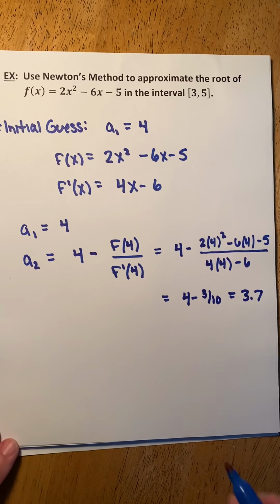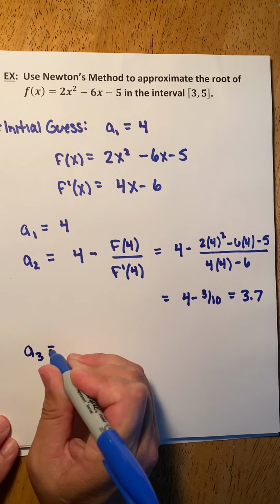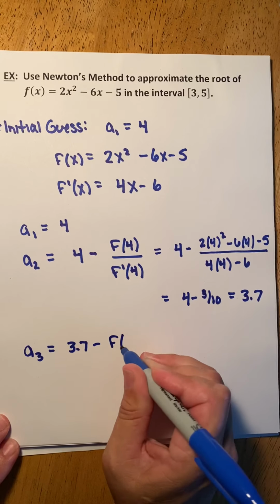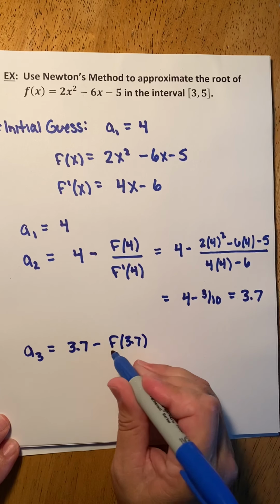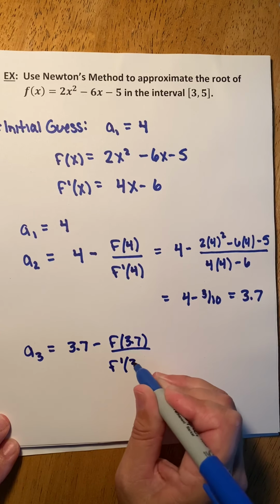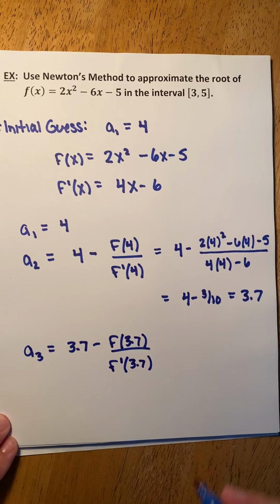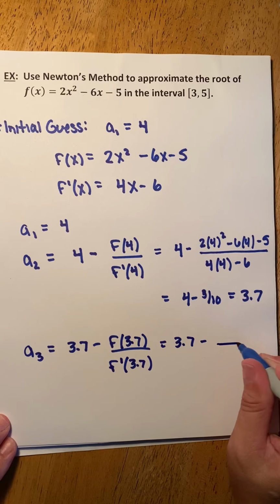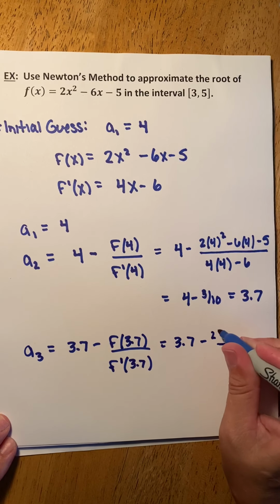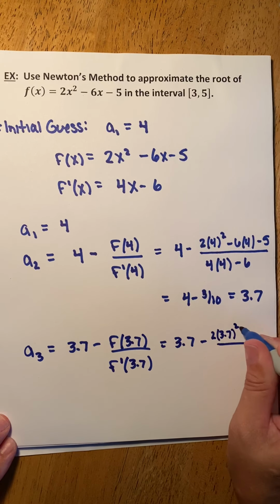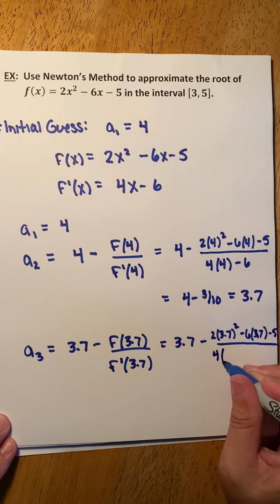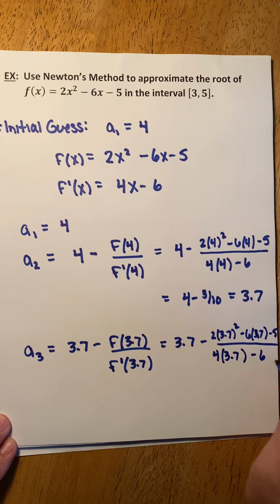And then I'm going to repeat the process. The third iterate is going to be the previous one, 3.7, minus the function evaluated at 3.7, all over the derivative at 3.7. So we're going to do this, even though I said I wasn't going to, I'll do it one more time. Minus 2 times 3.7 squared minus 6 times 3.7 minus 5, all over 4 times 3.7 minus 6.